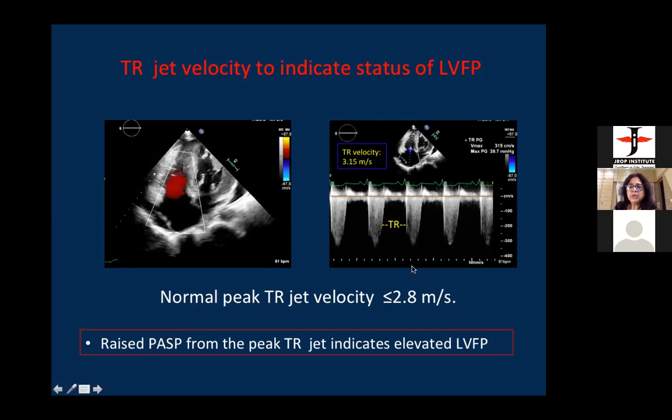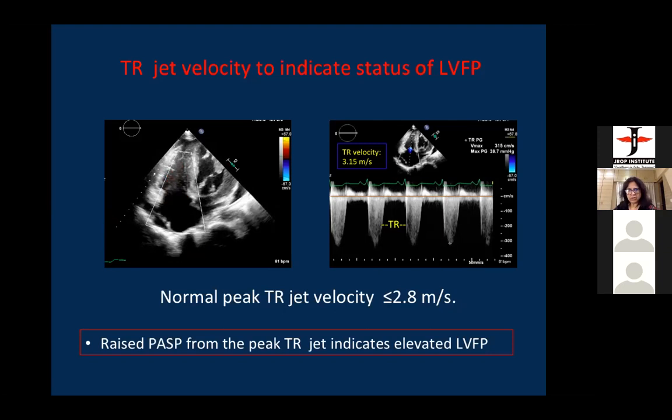Okay, ma'am. Anything else? Yes, ma'am. Restrictive pattern of mitral inflow. Can you explain that once again? How can this TR velocity be related to the diastolic dysfunction of the left ventricle? RVSP, right ventricular systolic pressure, will relate to the left ventricular diastolic dysfunction. This is one of the causes of TR.